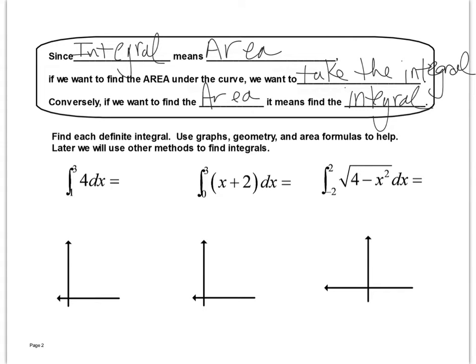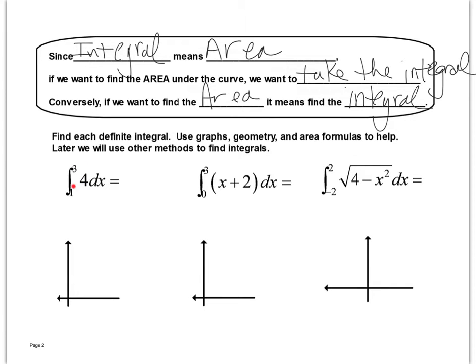So if I were graphing this first antiderivative, definite integral it's called, okay, definite integrals have numbers here and here. Those are called definite integrals when they have numbers in the upper and lower limits. They don't have to be in order, and stuff happens when the high and low number are switched, and we'll get to that. So we're going to use graph geometry and area formulas to help. Later we use other methods, and we're going to work toward it.